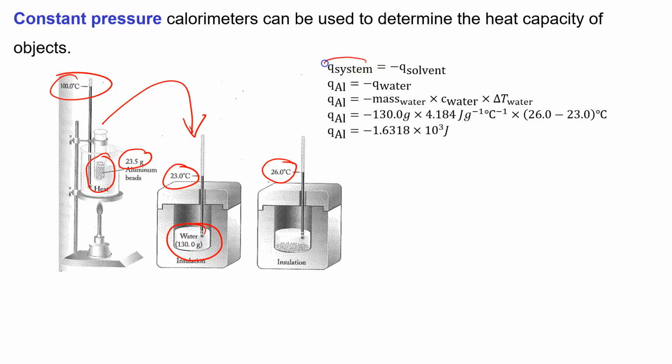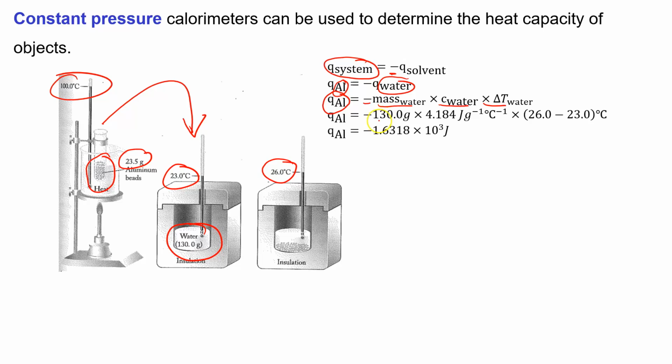So the heat transferred out of our system, because our system is cooling down, will be the opposite of the heat that is absorbed by our solvent. In our case, the system is the aluminum, and the solvent is the water. So the heat transferred out of the aluminum is just going to be the negative of the mass of the water times the heat capacity of the water times the change in temperature of the water.